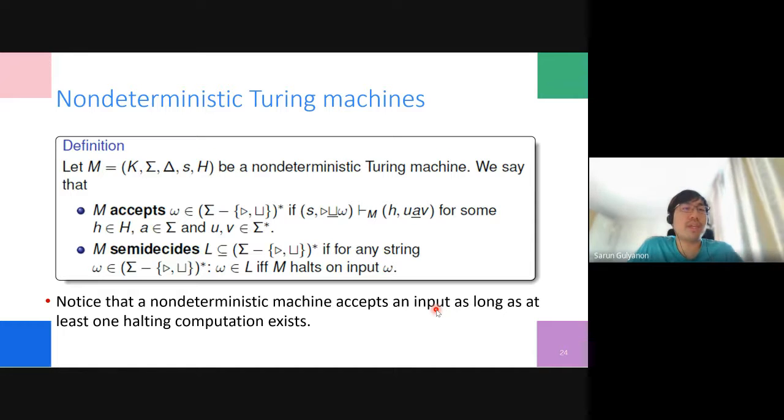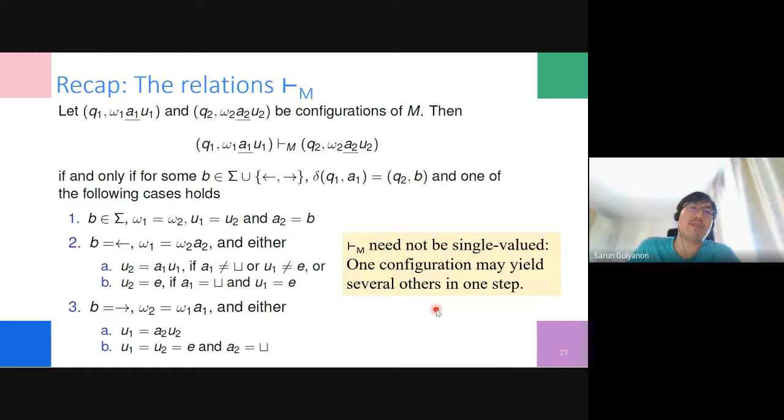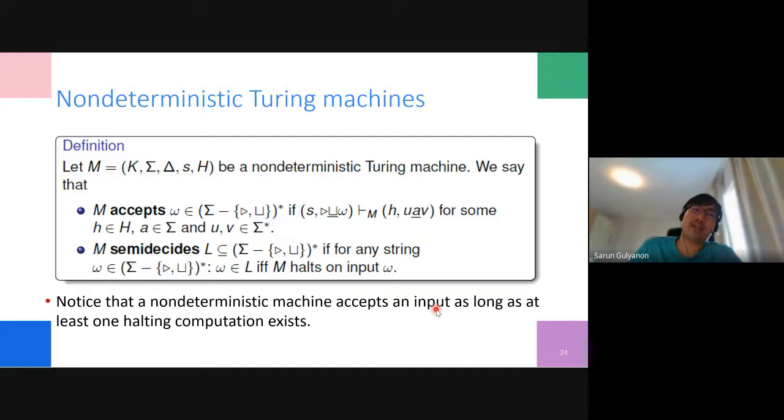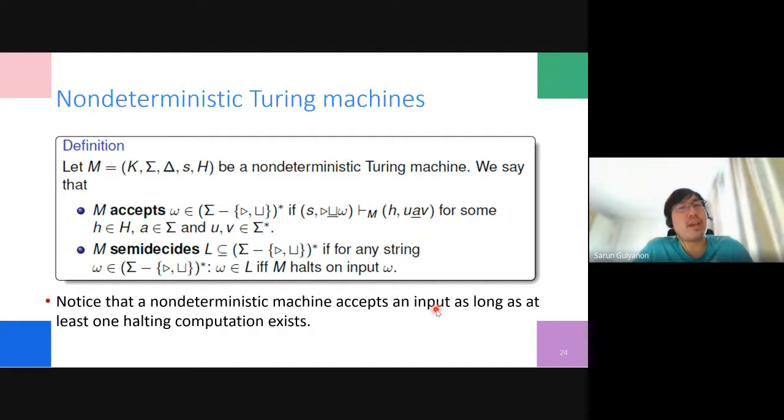Because the computation is different, now we need to redefine accepting, deciding and semi-deciding, and accepting and rejecting states. So here we define it like this. We say that M is a non-deterministic Turing machine.